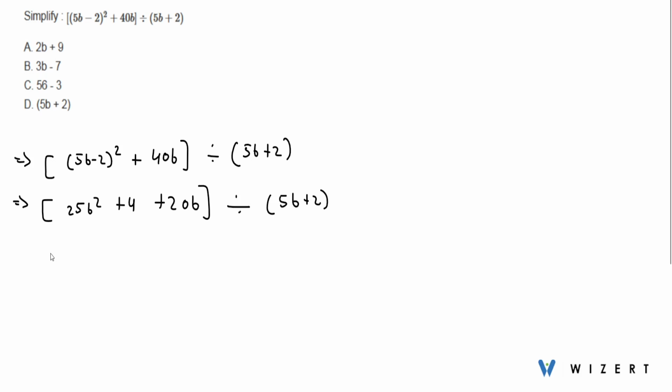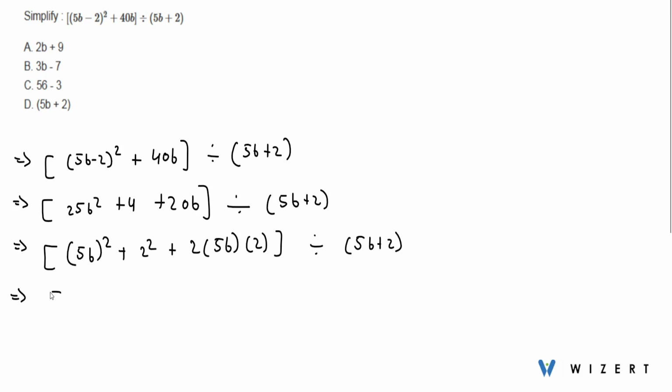Now carefully observe, this is a very good question, because the question is formulated in such a way that we don't have to use the long division approach. Now let's see what I am going to do. So 25b square can be written as (5b) whole square, and 4 can be written as 2 square, and 20b can be written as 2 multiplied by 5b multiplied by 2, and then we have divided by 5b plus 2.